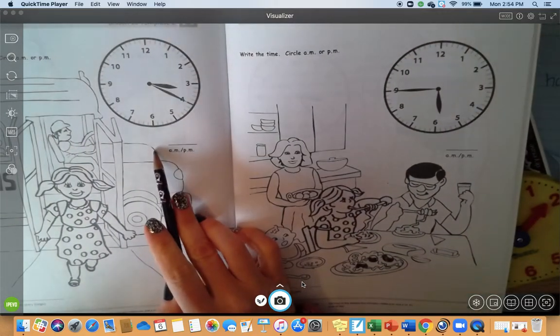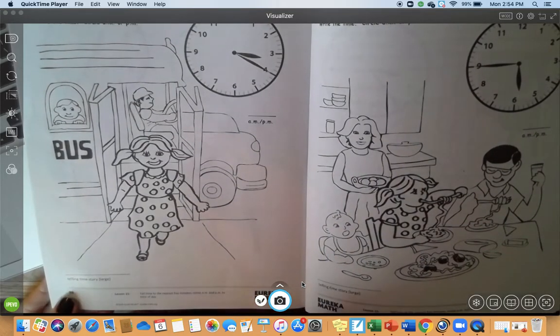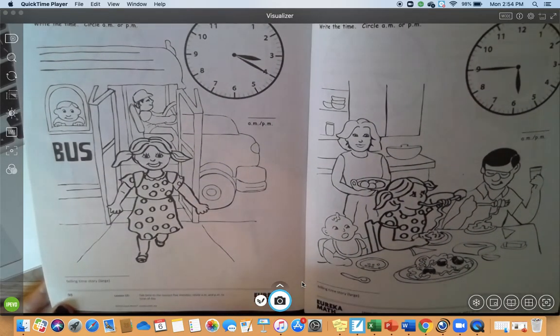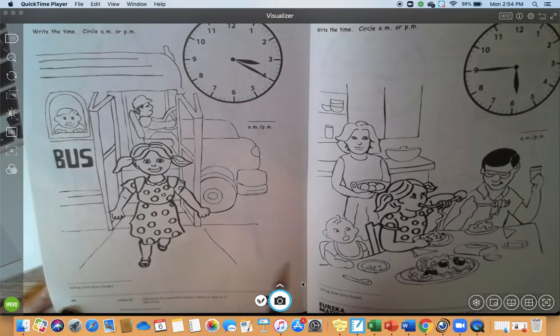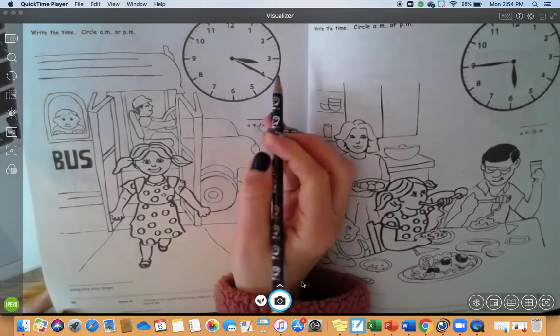Here she's coming home from school. This is on page 98. She's coming home from school. So do you come home from school in the morning or in the afternoon? Yeah, you come home in the afternoon, so we know this one's going to be p.m.